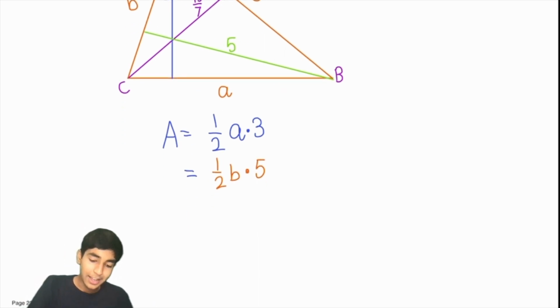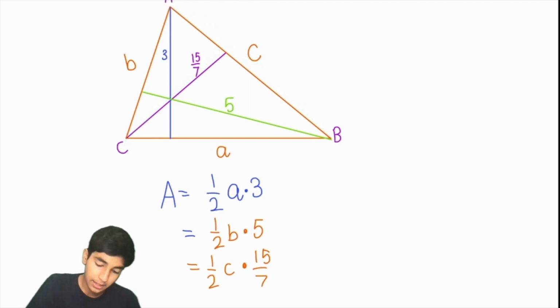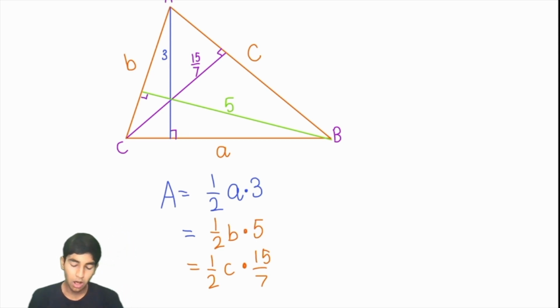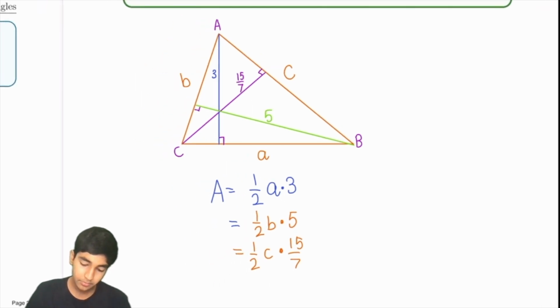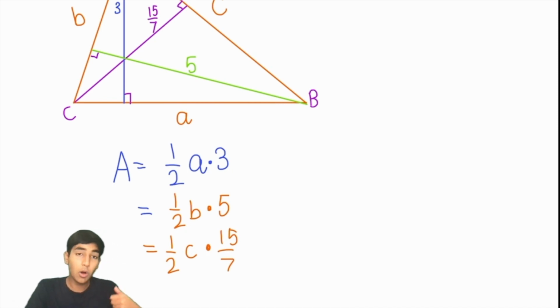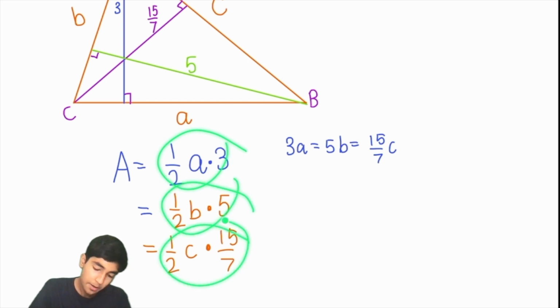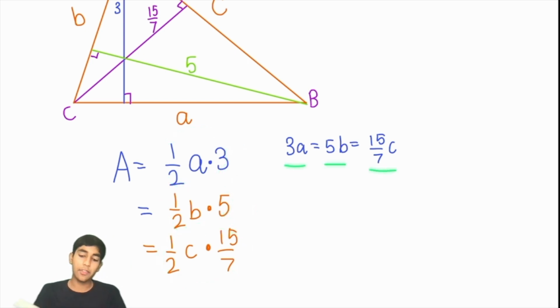And there's even a third way. Half times c times the height 15/7, right? If we got this base and this height. And these heights always form, of course, 90-degree angles with their base. Okay. So what does this give us? We know all three of these quantities are equal. So what we can do is we can also say that 3a equals 5b equals 15/7 c by just multiplying each of these terms by 2, right? We can multiply them all by 2 to get this.